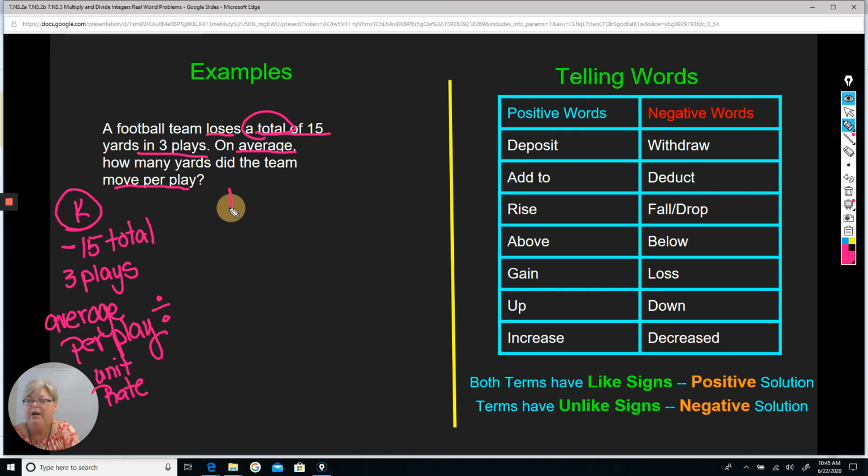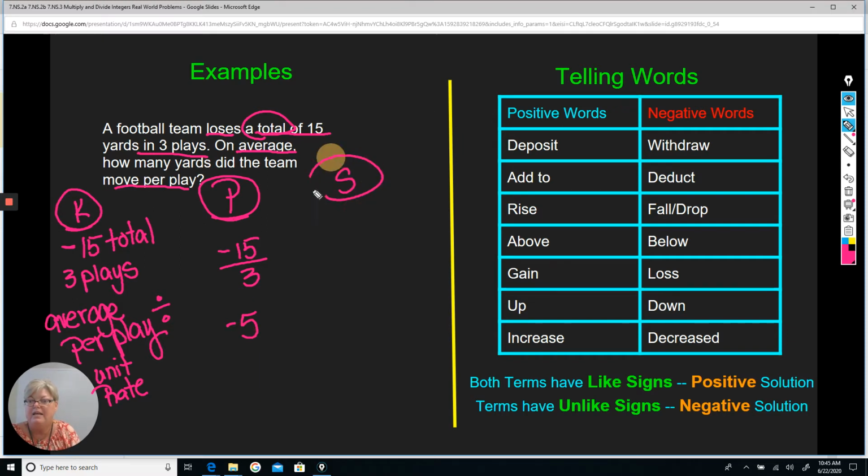All right, so my problem, I know that I'm going to divide. So I'm going to say negative 15 divided by 3. And guys, you will notice that if I'm dividing, most of the time I'm going to put it in a fraction. So I have a negative divided by a positive. Those are unlike signs. So my solution will be negative, and 15 divided by 3 is negative 5.